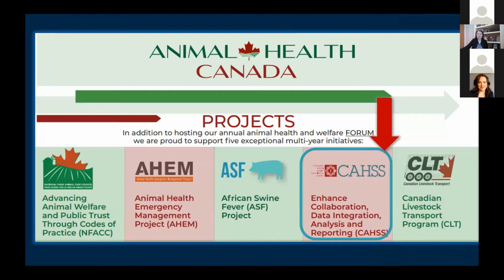CAHSS is a division of Animal Health Canada, and we work with the other Animal Health Canada divisions and projects, so National Farmed Animal Care, Animal Health Emergency Management, or AHEM, the African Swine Fever Project, and the Canadian Livestock Transport Program, on both processes and activities with a focus on value and efficiency. In other words, we try to share access to things such as IT tools and training, and we work together on specific activities or topics whenever it makes sense to do so. And of course, all of that is under the leadership of the Animal Health Canada Council and staff.